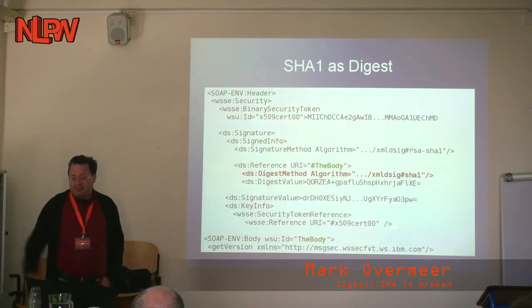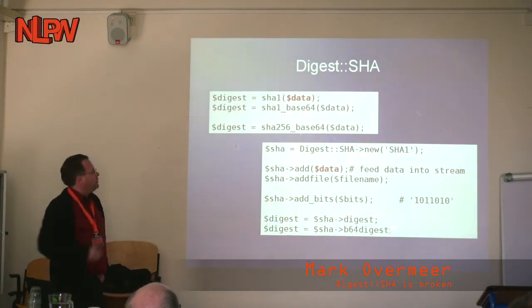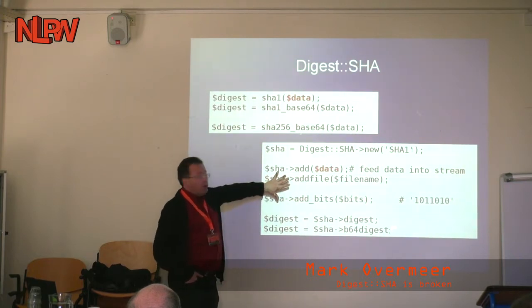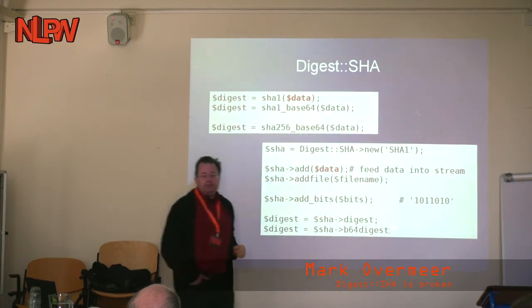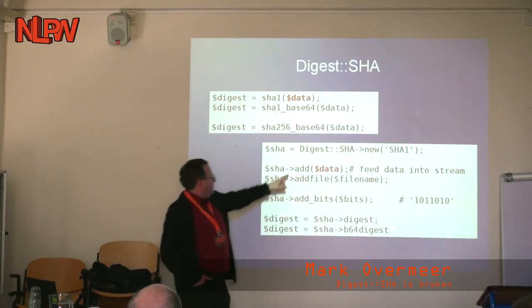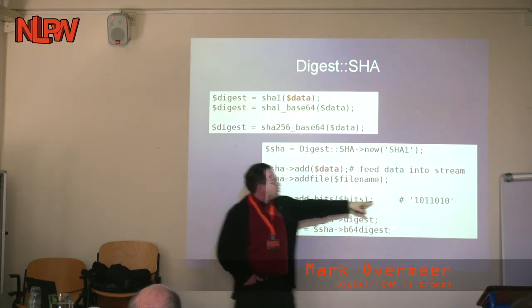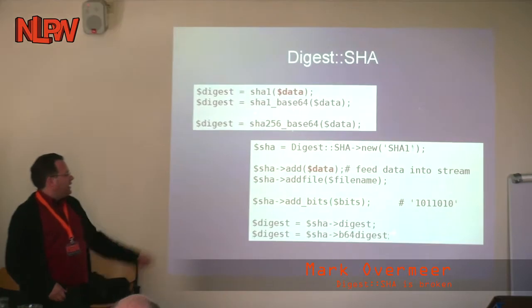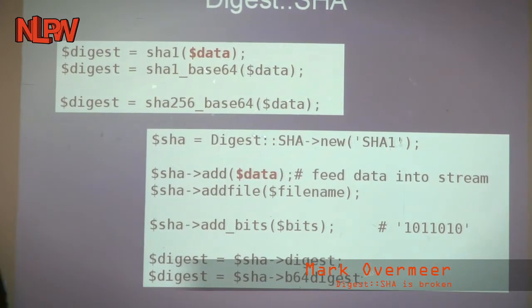One bit dropped off. And apparently it's a new version of SHA. Good. Well, this is SHA. If you look at the manual page, it has two uses. Either you use it in the functional interface, or you use it in the object-oriented interface. And it speaks about data which is signed, so a sequence of bits. And here I can add data, or add data from a file. If you have a string containing ones and zeros, you can add bits, and then you get the base 64 digest, which is usually included in the XML messages.